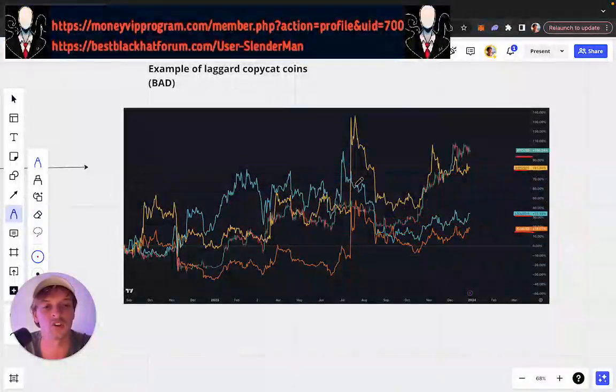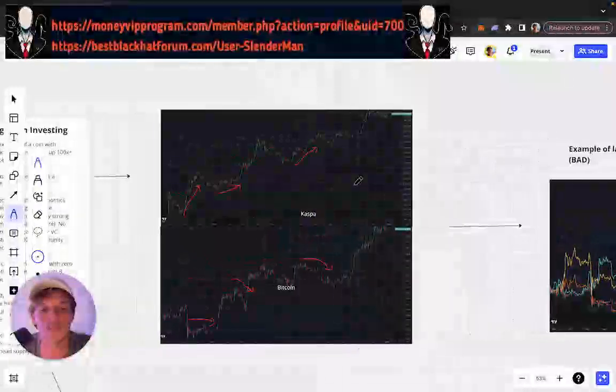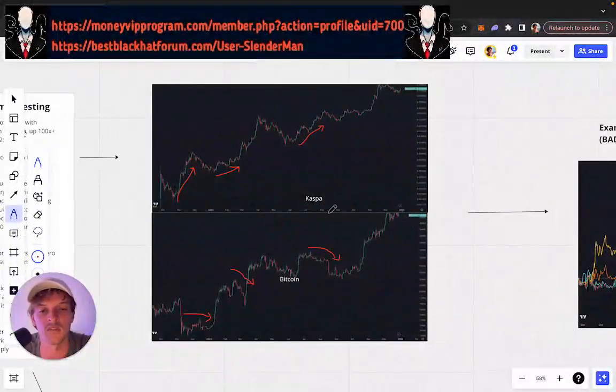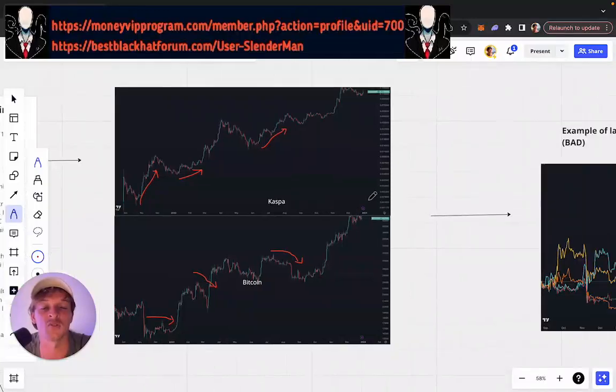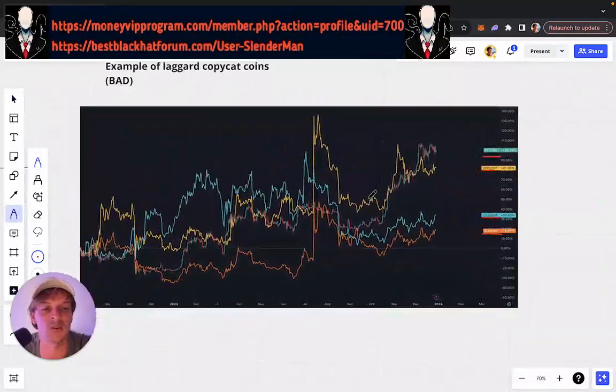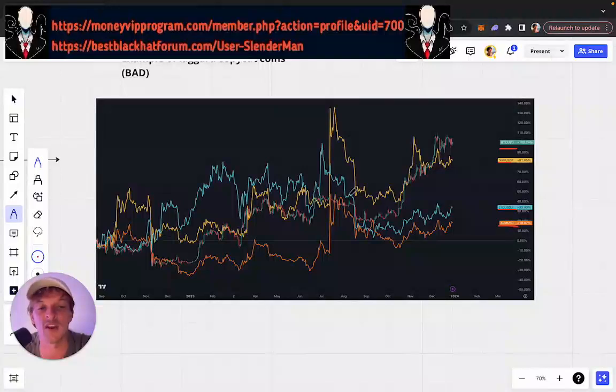Now these are the coins you don't want to own because their price action, their bull market is completely dependent on Bitcoin going up. Casper didn't need Bitcoin to do anything. It was doing its own thing. And that is why it has gone up 100x. These coins need Bitcoin for it to go up. And this is why they don't go up 100x. It's why they underperform, right?